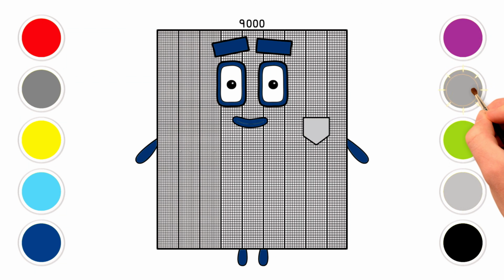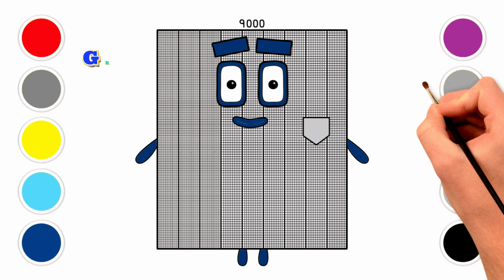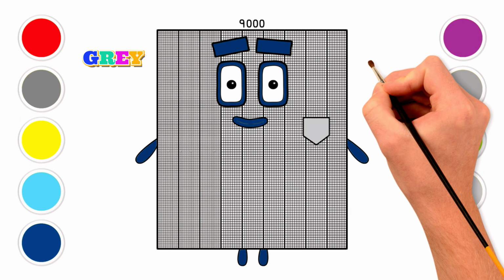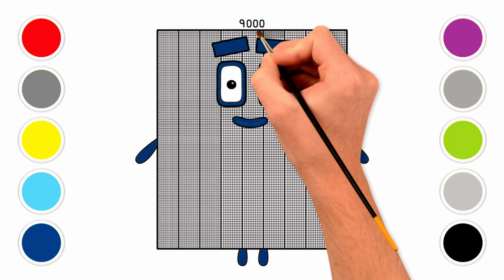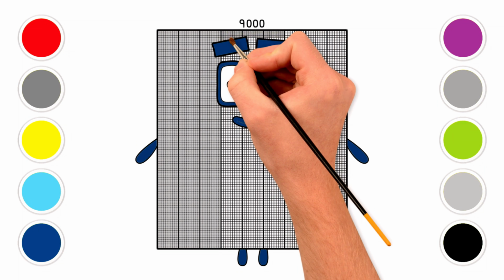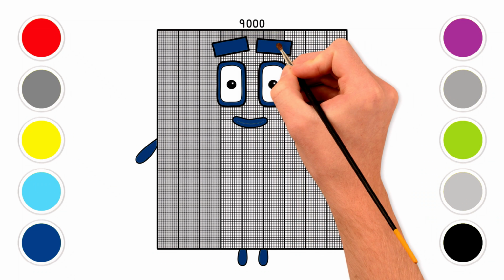Now pick up gray. Spell gray, G-R-E-Y, gray. Color the next 3,000 blocks gray. You are doing so well. Keep going.